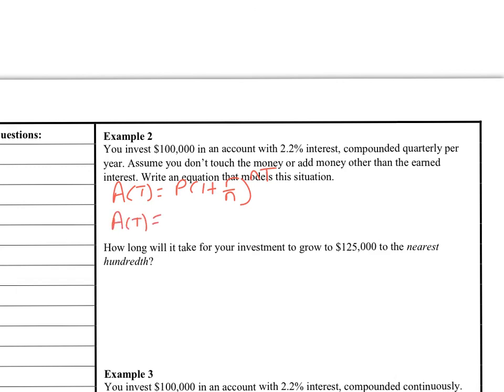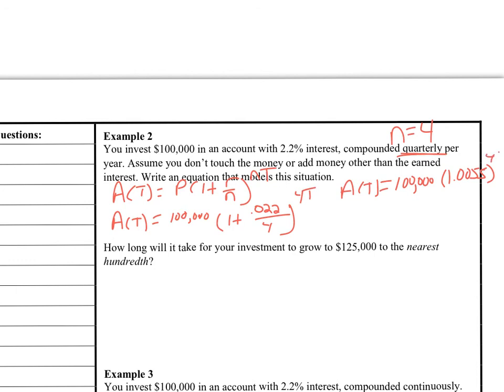So A of t is going to equal the principal, which again is 100,000, times 1 plus our 0.022. This time we're going to divide that by how often we are compounding it. It said quarterly. Quarterly means 4 times in a year, so we're going to divide by 4. And we're also raising it to the NT power. So compounded quarterly means n is 4, so after the 4t power here. So that new equation is A of t equals 100,000. When you type that in the calculator, you get 1.0055 to the power 4t.